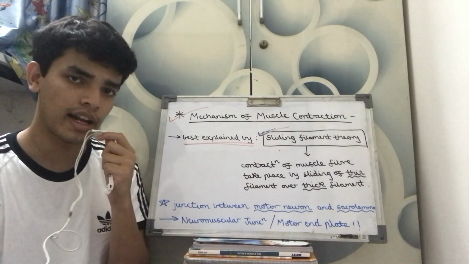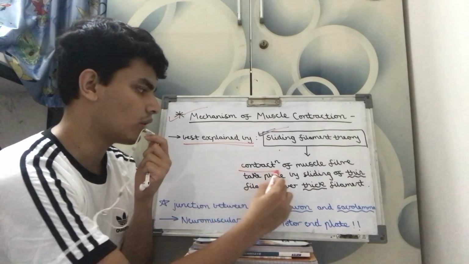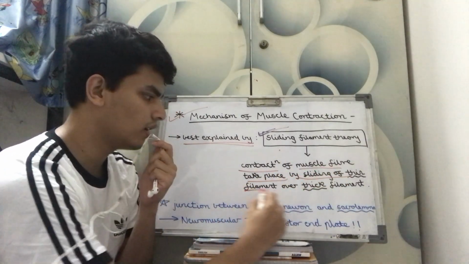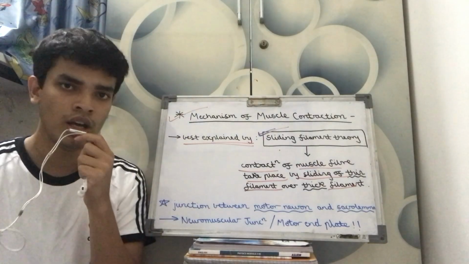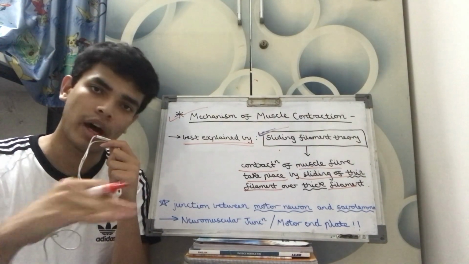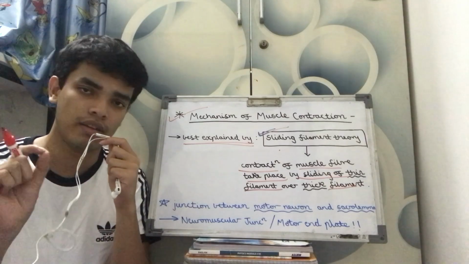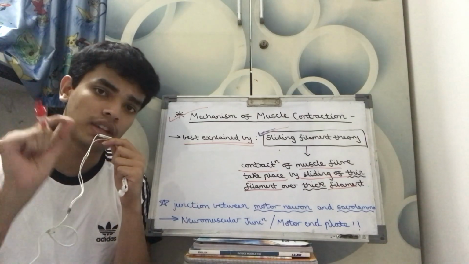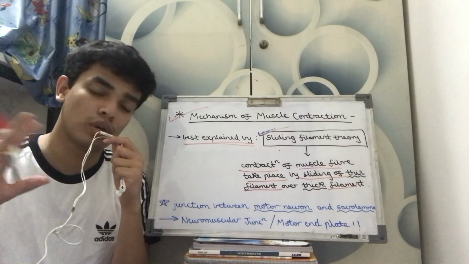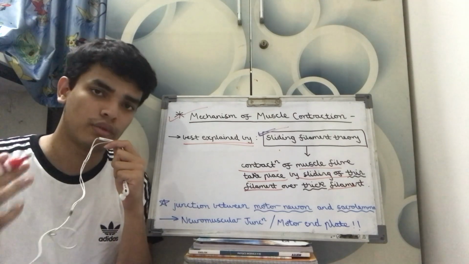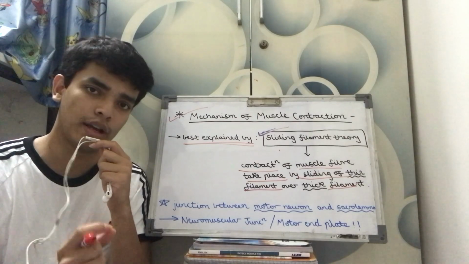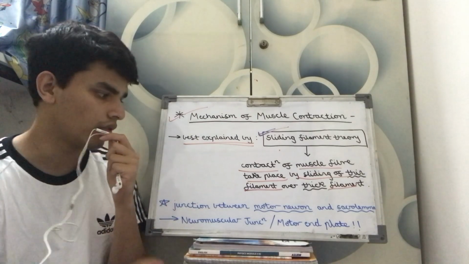So what does this sliding filament theory state? It states that the contraction of muscle fiber takes place by sliding of the thin filament over thick filament. Means actin, the thin filament, slides upon myosin, which is the thick filament. Very, very important. It is sliding of thin filament over thick filament. They can give statements in a twisted way, but you have to remember this clearly, that there is sliding of thin filament over thick filament.